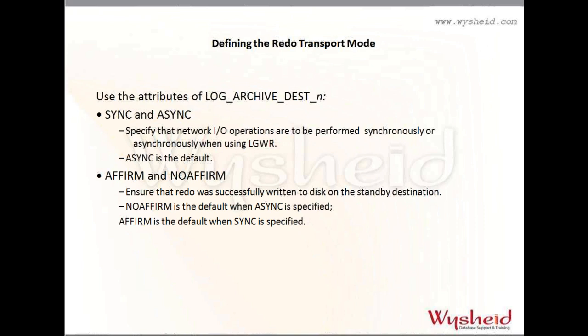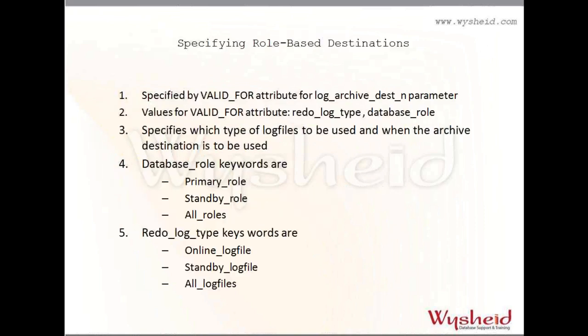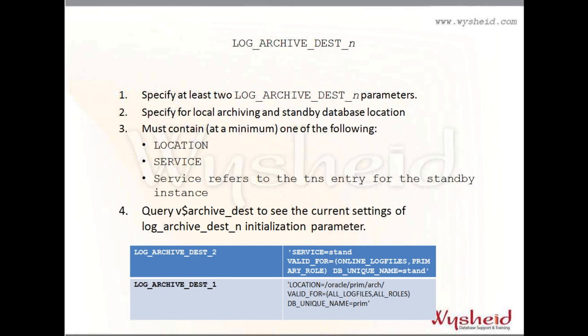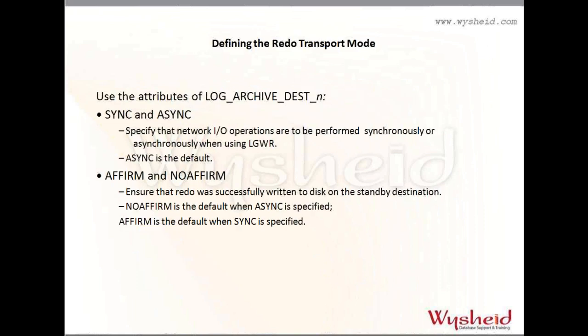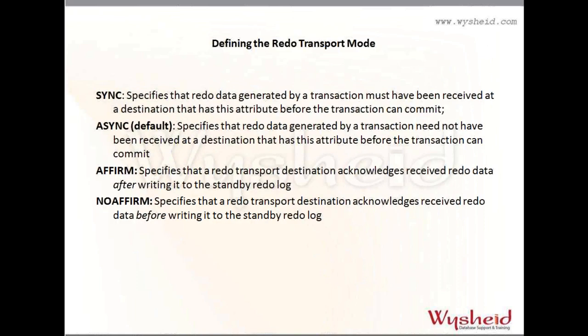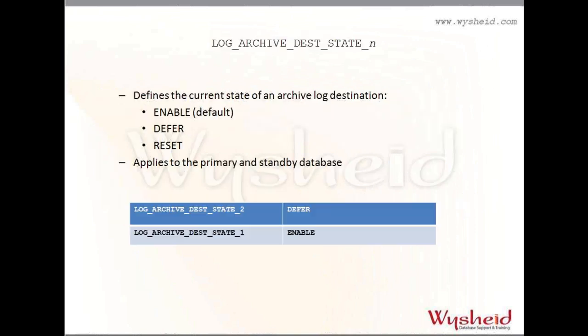Which parameter do we set that with? SYNC and ASYNC, the same thing: the log_archive_dest_ parameter itself. There itself you can give an additional attribute and say NOAFFIRM SYNC, or you can say SYNC AFFIRM, like that you can put. Okay, fine. This is just an example or a further explanation of that.